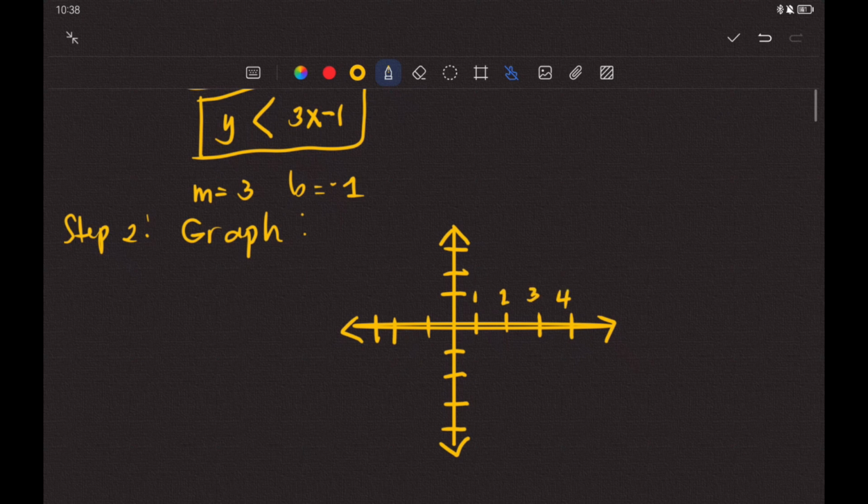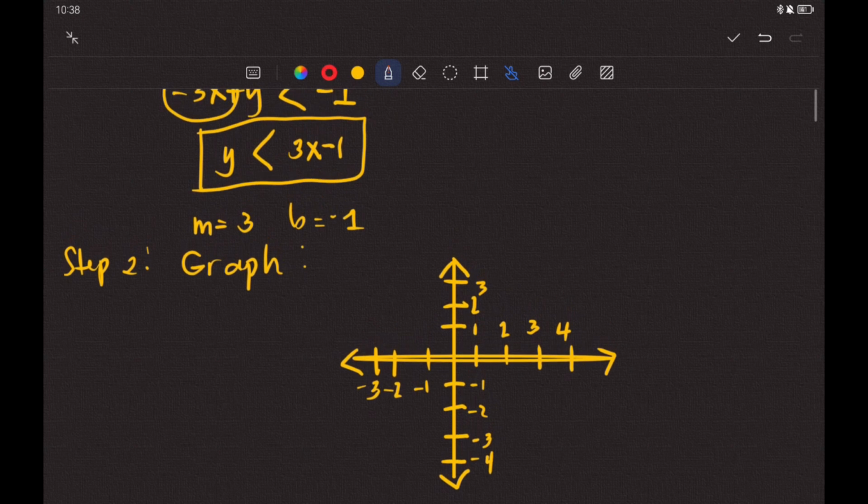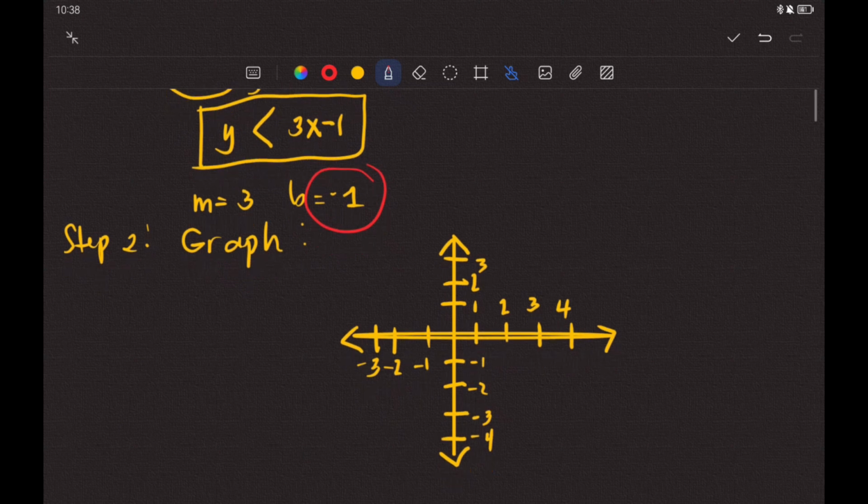Two, 3, 4, 2, 3, 1, negative 2, negative 3, negative 4. This is negative 1, negative 2, and negative 3. Now, our slope-intercept here, our y-intercept here is negative 1. So we put the point here, and our slope is 3.